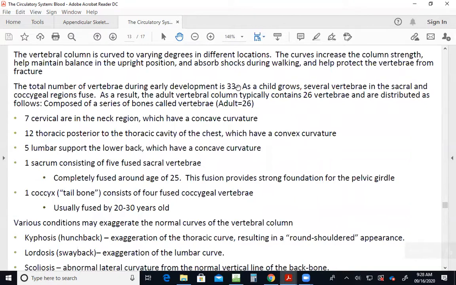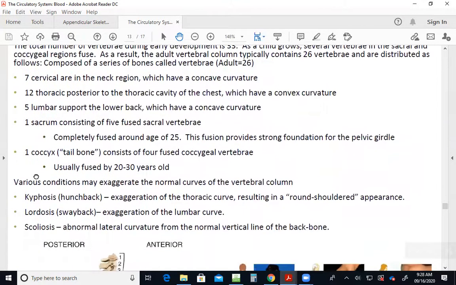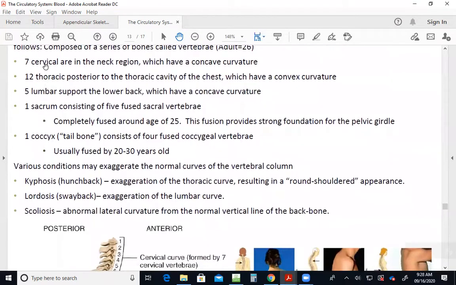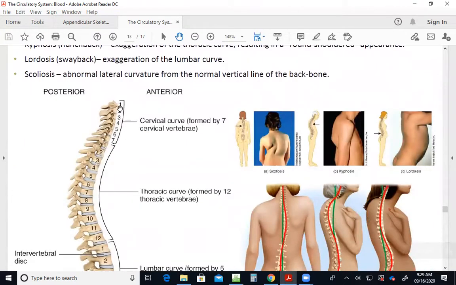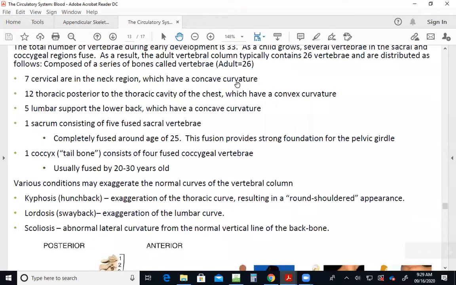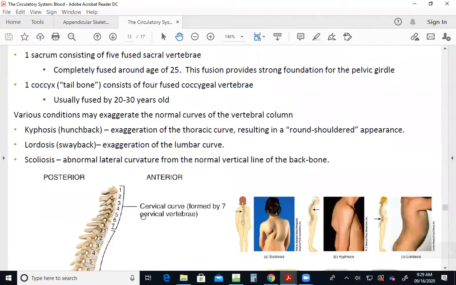During early development, the number of them is 33, but as we grow up, several of the vertebrae in the sacral and coccygeal regions fuse, leaving us somewhere around the age of 25, 30, somewhere in that neighborhood, with a number of 26, I should say. And those 26 include 7 cervical, the very smallest, C1 through C7, which are going to be concave as far as curvature goes, which means they curve towards the anterior, kind of come forward.